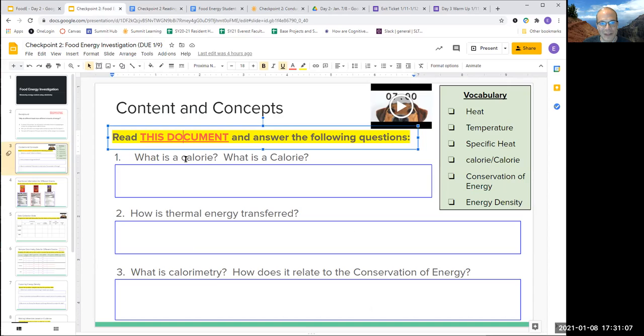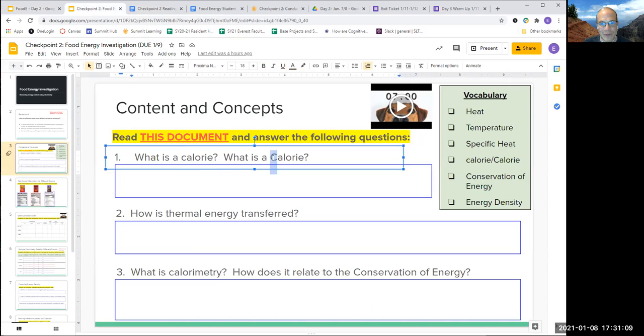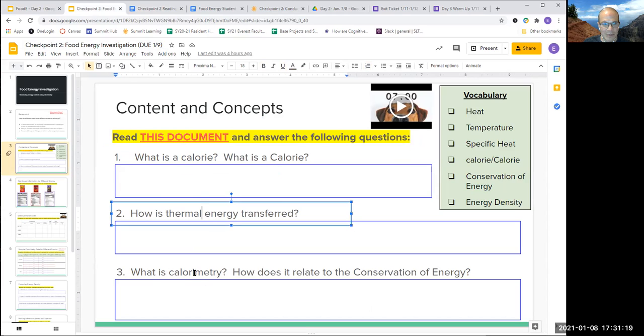What is a calorie with a lowercase c? What is a calorie with an uppercase c? And then we talked about these questions as a group. In addition to calories, we talked about thermal energy, and we talked a little bit more about calorimetry itself.